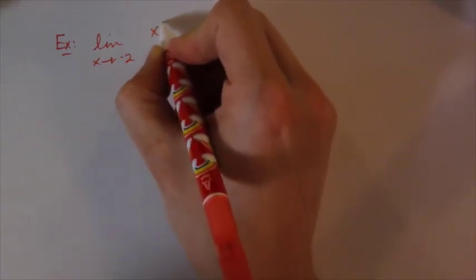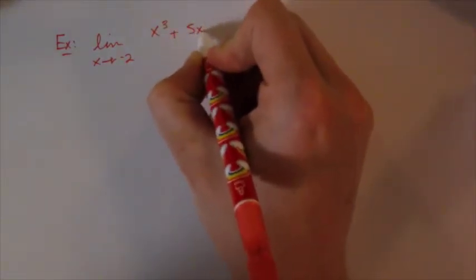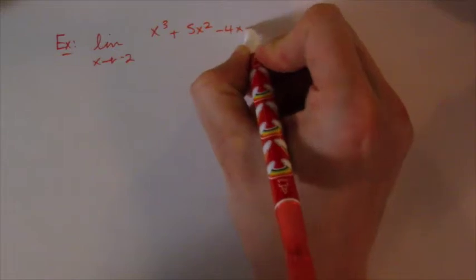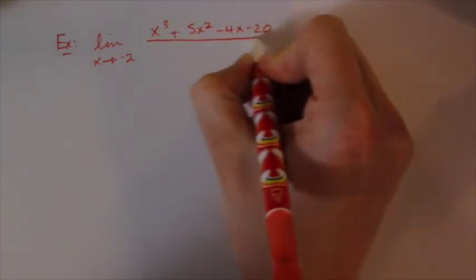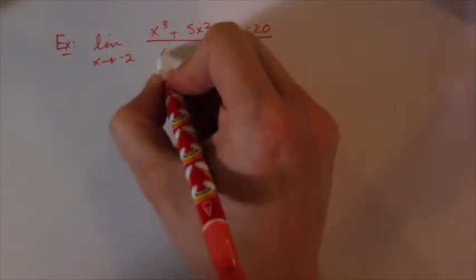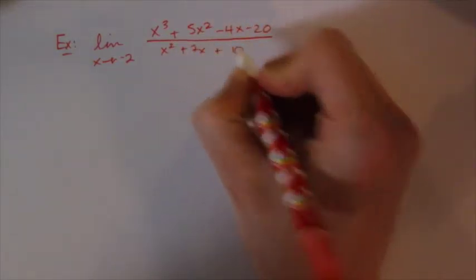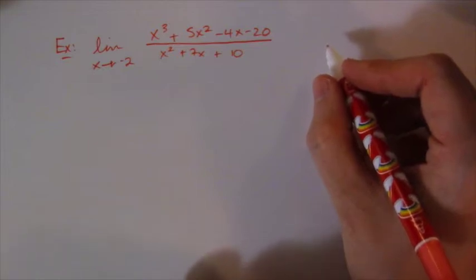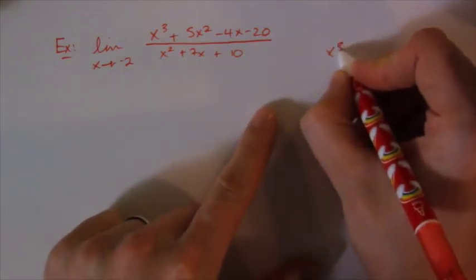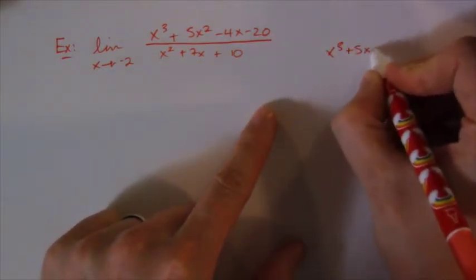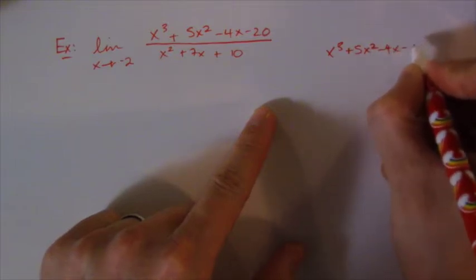So let's see. x cubed plus 5x squared minus 4x minus 20 all over x squared plus 7x plus 10. So guys, how you do these questions is kind of up to you, but I like to do any complicated factoring, I like to just chuck it to the side, not to convolute my limit.